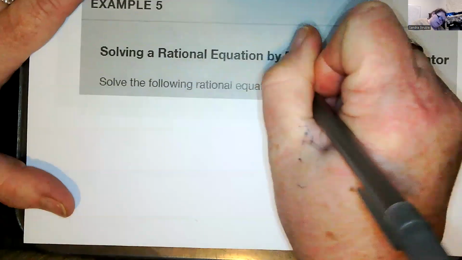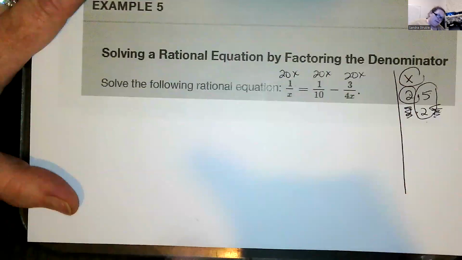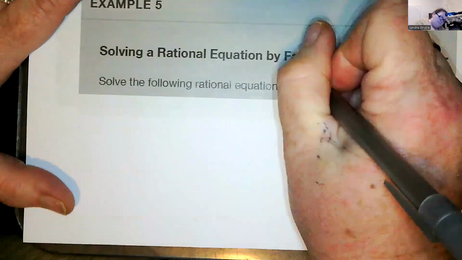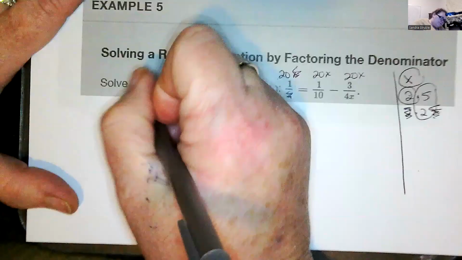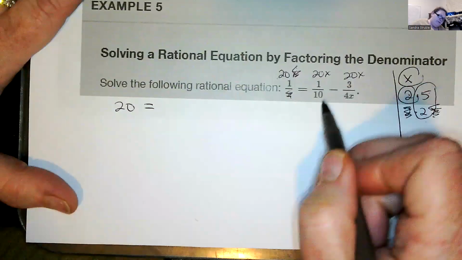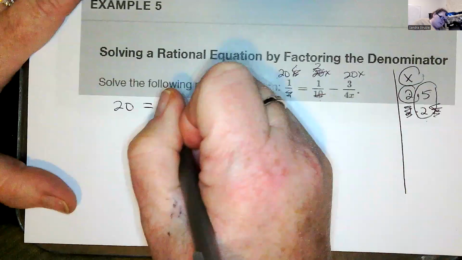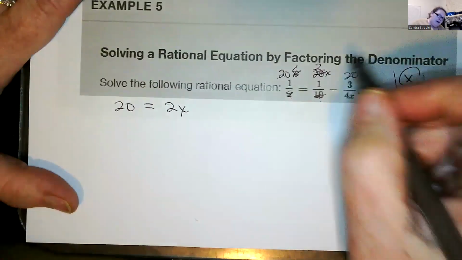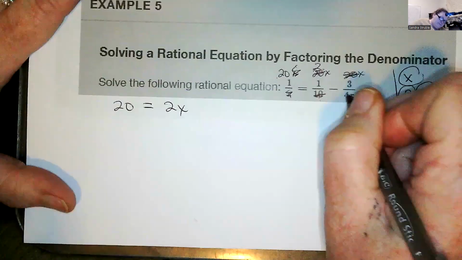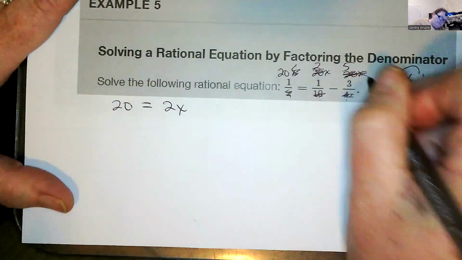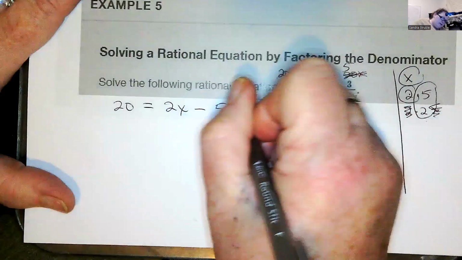All right, 20x times 20x times 20x. So 20x divided by x, the x's are gone. So 20 times 1 equals, all right, now we have 20 divided by 10. Well, that's going to give us 2. So 2x times 1 is 2x. And then the last one, 20 divided by 4 is going to be 5. And the x's are gone.